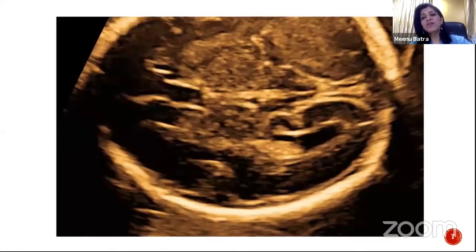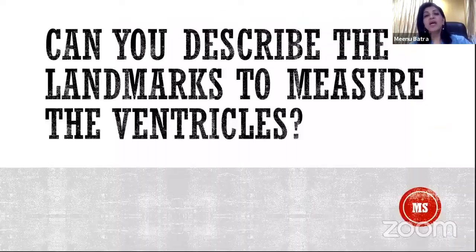Because all of us have learned that you're supposed to measure it at the level of the glomus, which for a lot of us is here. For some of us, we measure it at this point, and for a lot of others, probably at this point. So what we need is clarity here. And Mohit sir, can you please describe for all of us what are the landmarks that we need to see when we are trying to measure the ventricles so that we can give them a correct assessment?